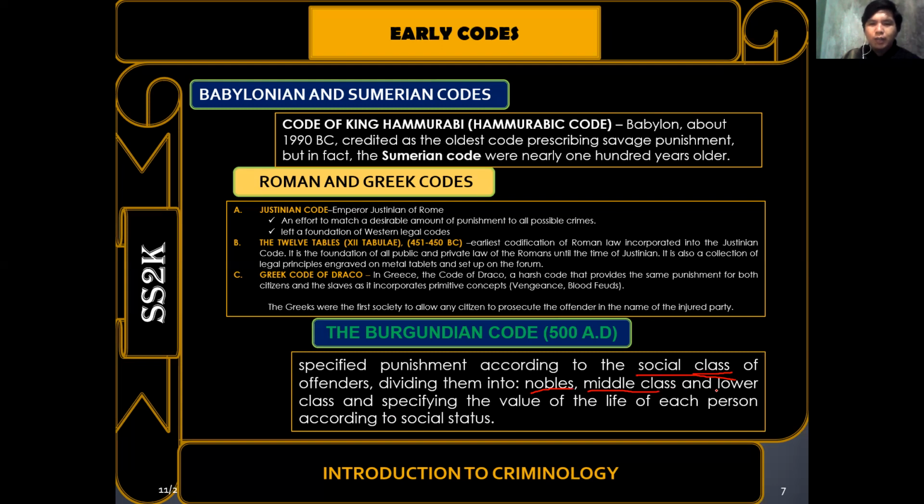At saka yung lower class, yung mga poor katulad natin o katulad ko. Yeah? And specifying the value of life of each person according to social status. Yeah? So medyo unfair. Ito pong Burgundian Code. Bakit? Kung nakakataas ka, mas importante yung buhay mo kumpara doon po sa mga lower class ng society. So that is the Burgundian code.